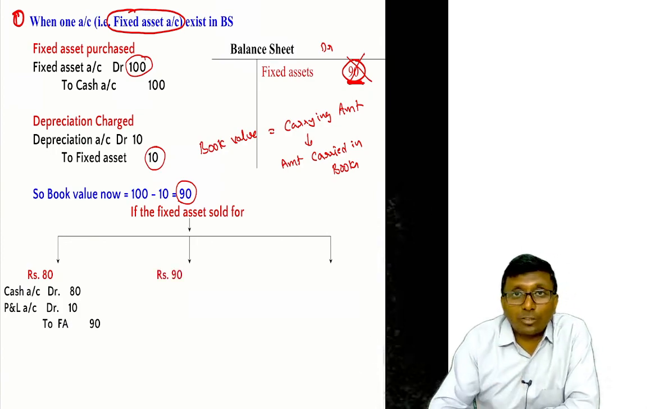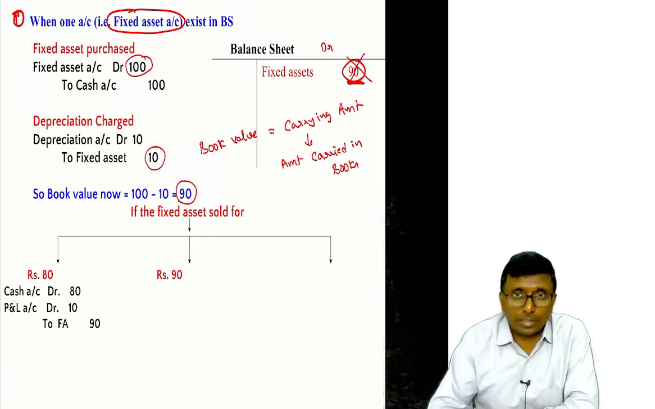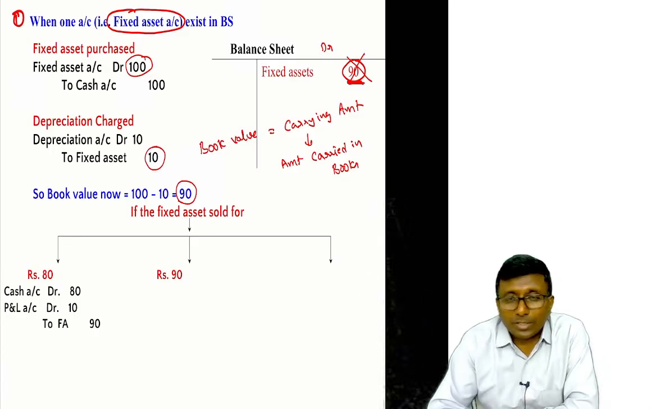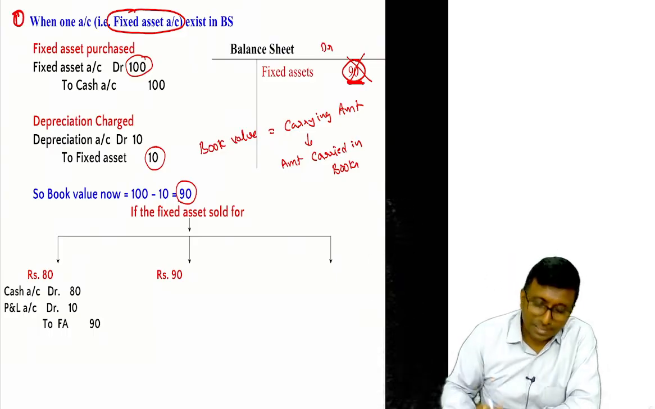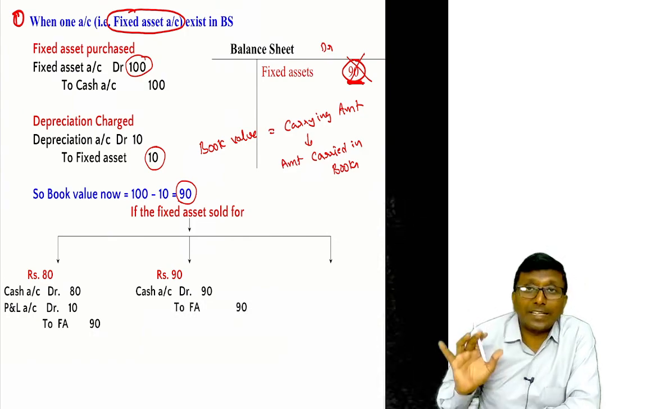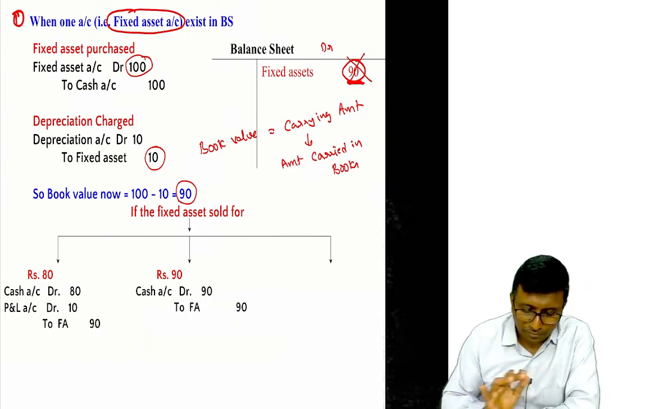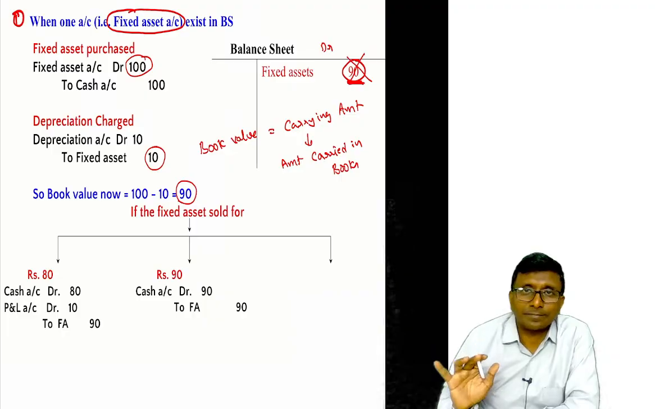Suppose you sold it for 90 rupees. What is the book value? 90. Sold for 90. Have you got any profit? No. Any loss? No. So simple journal entry. I hope you recorded. So what is the entry, my dear? Cash account debit, to fixed asset, 90. Any P&L? No profit, no loss, nothing.